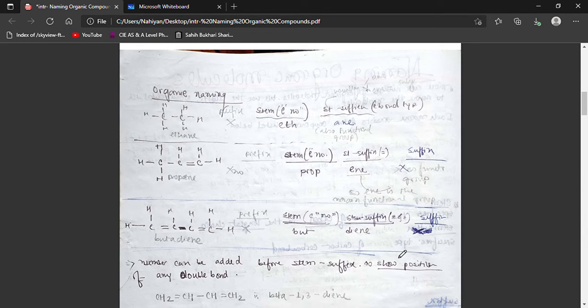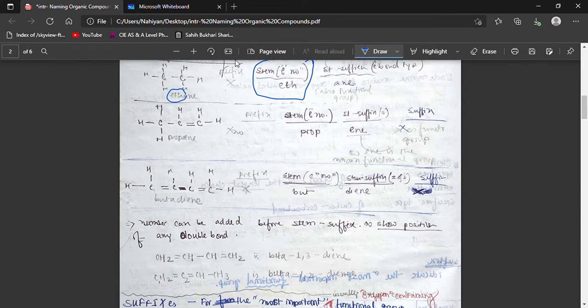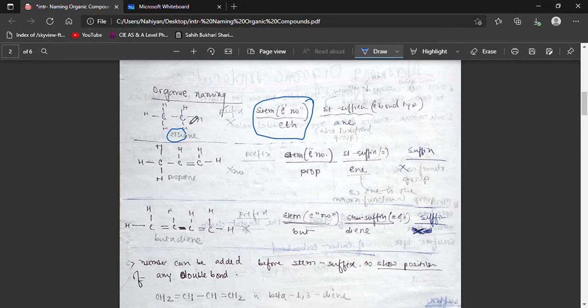Moving on, let's look at this. So our first step is to see whether there is any alkyl group. So there is no alkyl group. And so moving on, we have 2 carbons, 1 2. So it's eth, and this is an alkane because this contains single bonds. So the stem eth. We haven't found any prefix, so we move on to stem. So it's an eth because it contains 2 carbons.